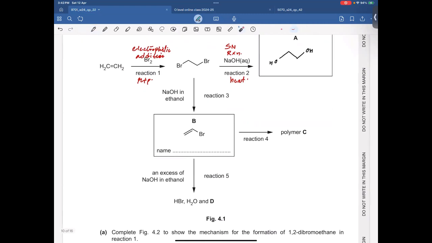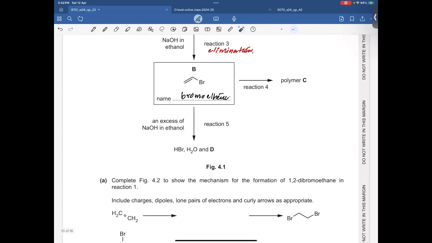When this compound reacts with NaOH in ethanol, an elimination reaction takes place. This reaction is also called ethanolic NaOH. You will get an alkene. So it's a 2 carbon alkyl halide giving an alkene. So it's basically bromoethene. The 2 carbon alkene is ethene, so it's bromoethene. When bromoethene reacts with an excess of NaOH, you will get this, this, and D. Okay.